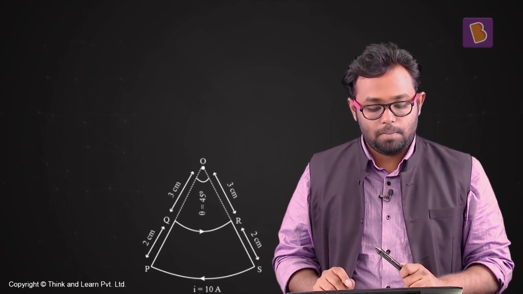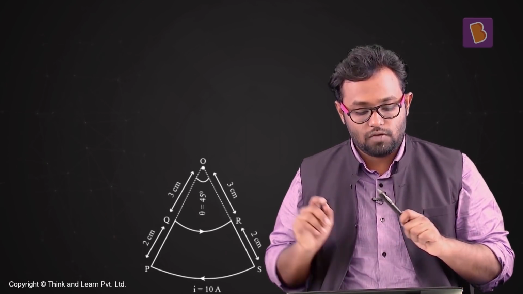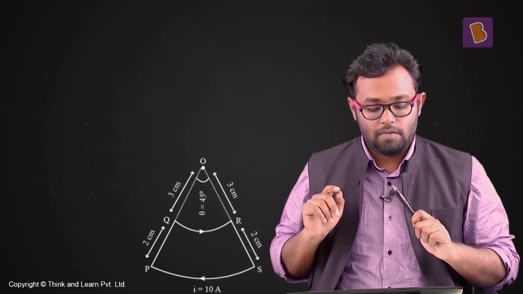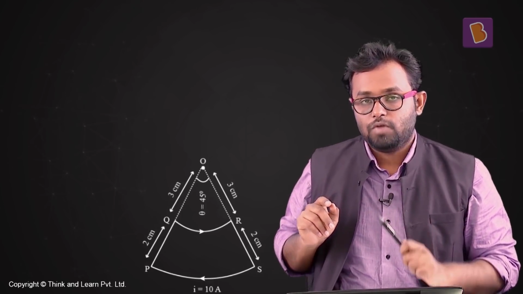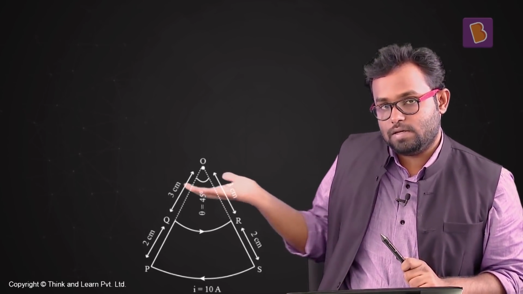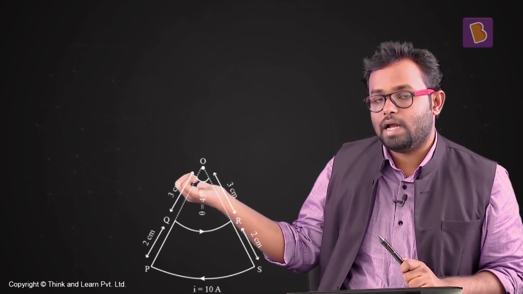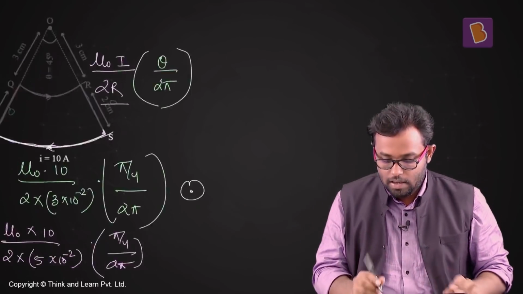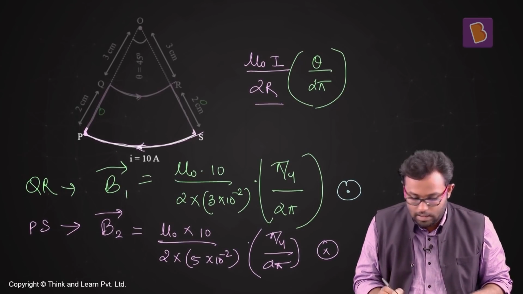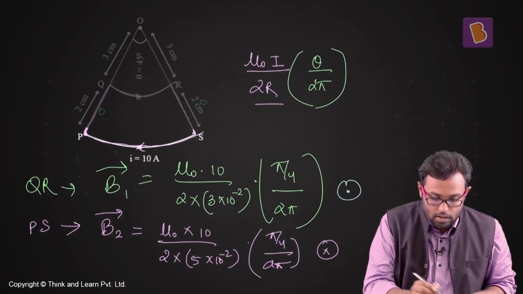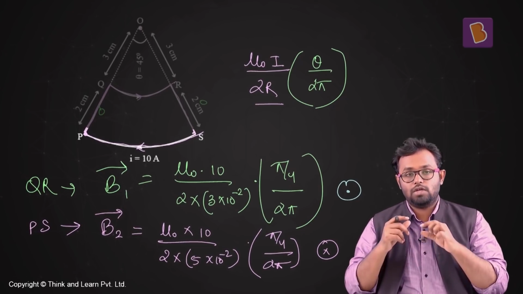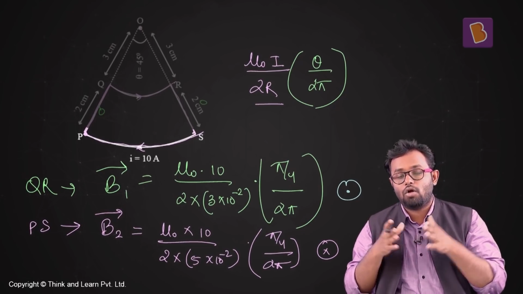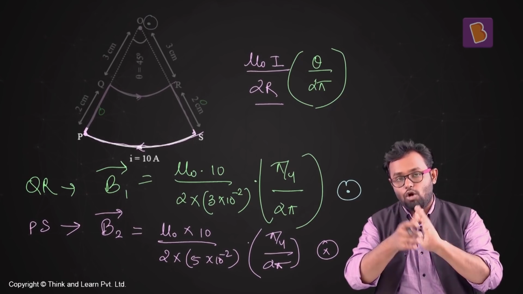Now when I look at P, the current is flowing from S to P. If the current is flowing from S to P, it means that the current is going like this. And if I move my fingers like that, I see that the thumb is showing me a direction which is inside the plane of the screen. It means that the magnetic field is like that. So these two magnetic fields, because of these two parts, are not in the same direction. In fact, they're in exactly the opposite direction.